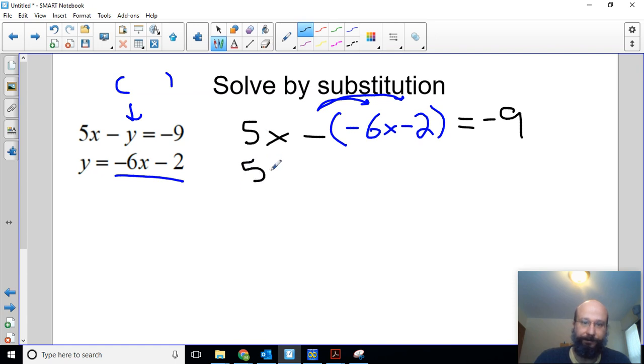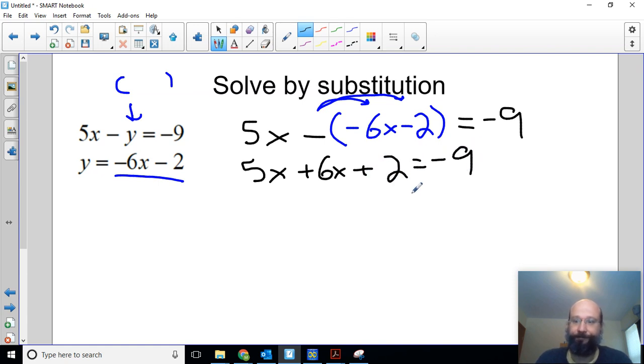So we have 5x, and then negative 1 times negative 6 is positive 6x, and negative 1 times negative 2 is positive 2, then equals negative 9. So on almost all of these, your first step is to distribute this to get rid of the parentheses. I can't stress that enough because you'll see it over and over. Once you substitute this in for y, you're most likely going to have to distribute something to the parentheses. After you distribute it, you're most likely going to have to combine like terms.